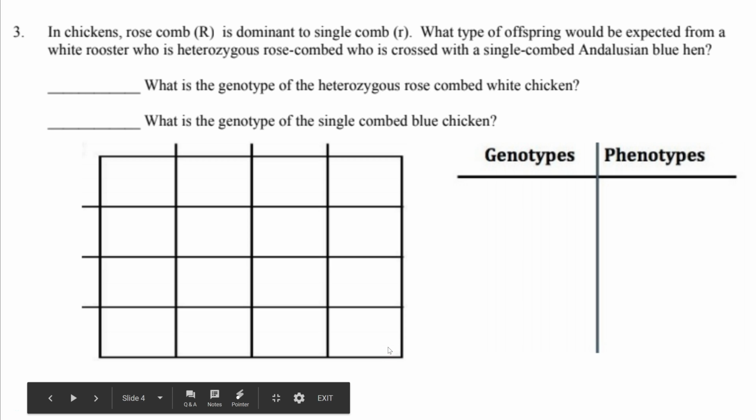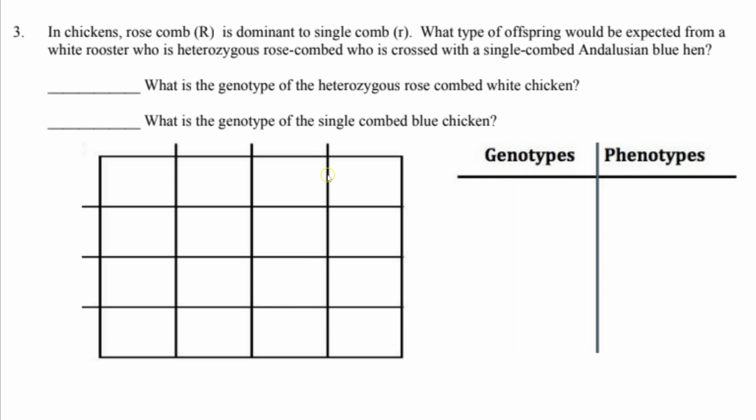Okay, I'm going to go over a couple of your homework problems with you. This problem says, in chickens, rose comb is dominant to single comb. So this is just a normal dominant recessive trait. Big R is rose comb, little r is single comb. That's the thing on top of their head.